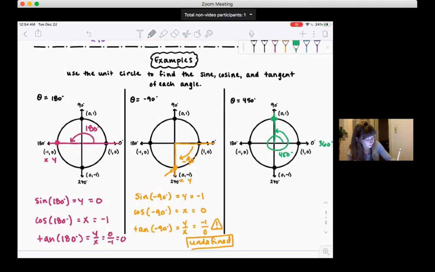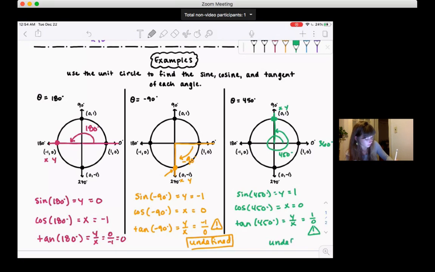Okay, and now we're looking at our coordinates. So we have our x and our y. The x is 0, the y is 1. So sine of 450, that's going to be the y-coordinate, which is 1. Cosine of 450, that's going to be the x-coordinate, which is 0. And then tangent of 450, that's the y over the x, so 1 over 0. And again, we end up with dividing by 0. We can't do that in math, so our answer here is undefined for tangent.